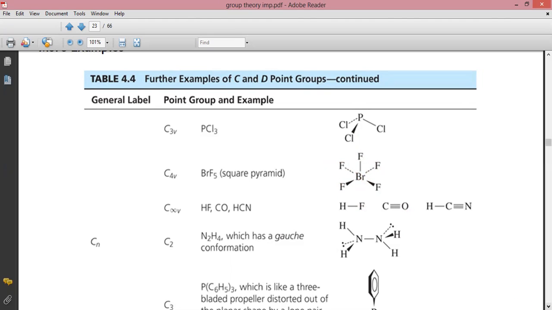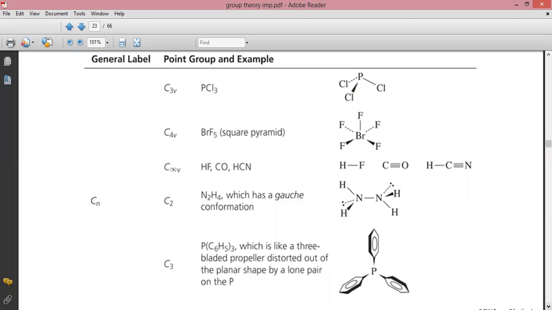Similarly, there are a number of examples in which the point group is C infinity V. For example, HF, CO, HCN, all these molecules have the point group C infinity V. Remember these molecules, because interviewers commonly ask for examples of molecules having the point group C infinity V.